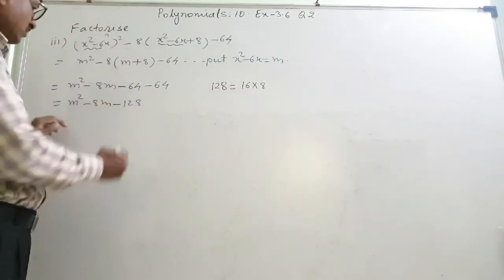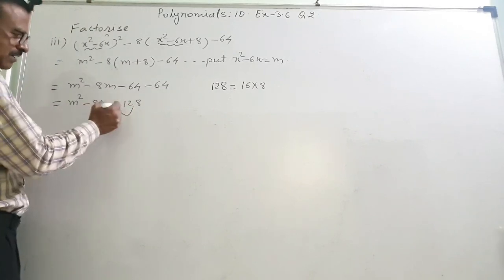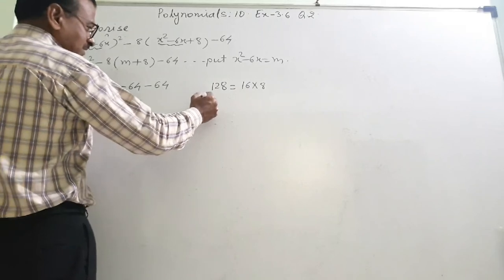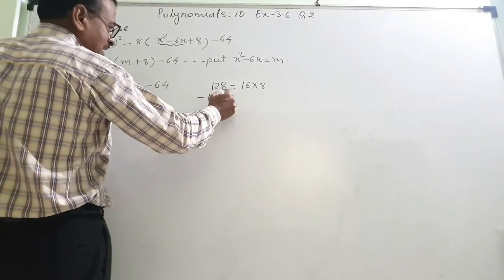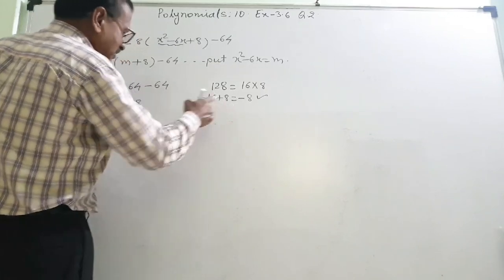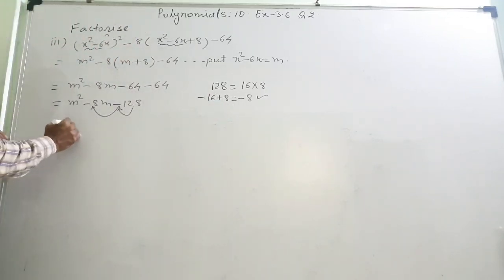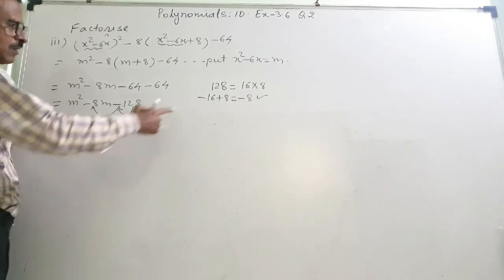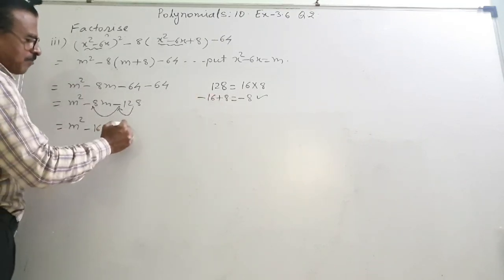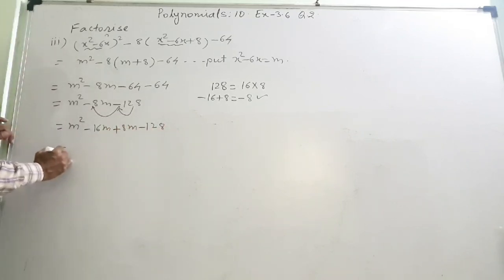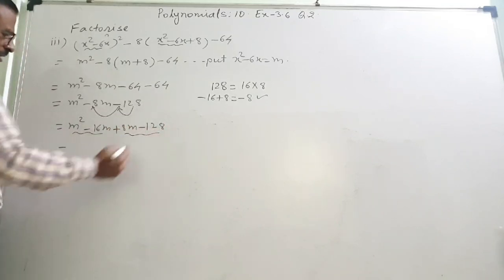Subtraction, this way I want to subtract, and that subtraction should be minus 8. So minus 16 plus 8 is equal to minus 8. So this is the subtraction because it is the opposite sign. So that is equal to m square minus 16m plus 8m minus 128.